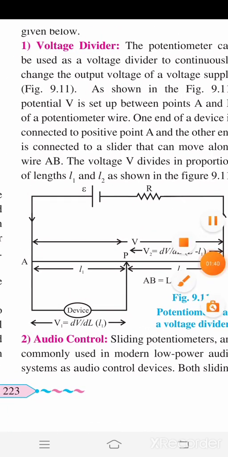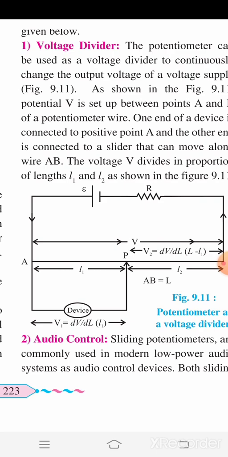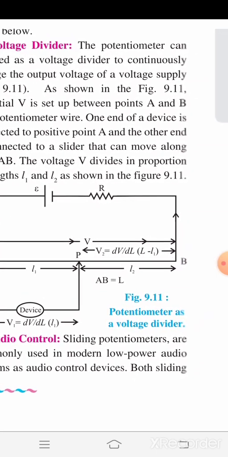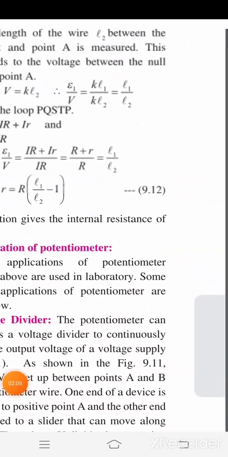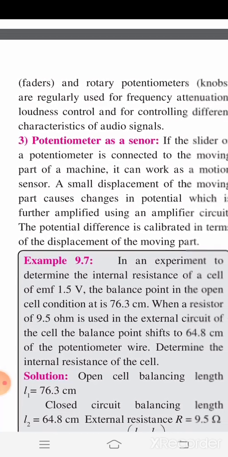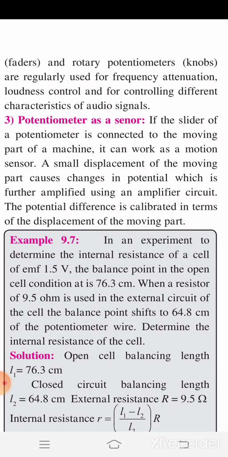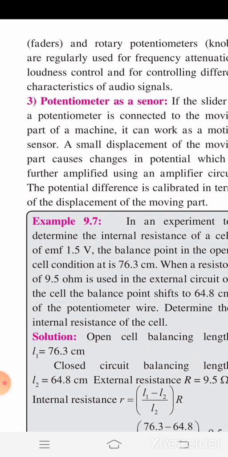The second use of potentiometer is audio control. In this use, sliding potentiometers are used. These sliding potentiometers are commonly used in modern low power audio systems, in audio control devices. Both sliding potentiometers and rotary potentiometers are used. Sliding potentiometers are known as faders and rotary potentiometers are known as knobs, and they are regularly used for frequency attenuation, loudness control, and for controlling different characteristics of audio signals.